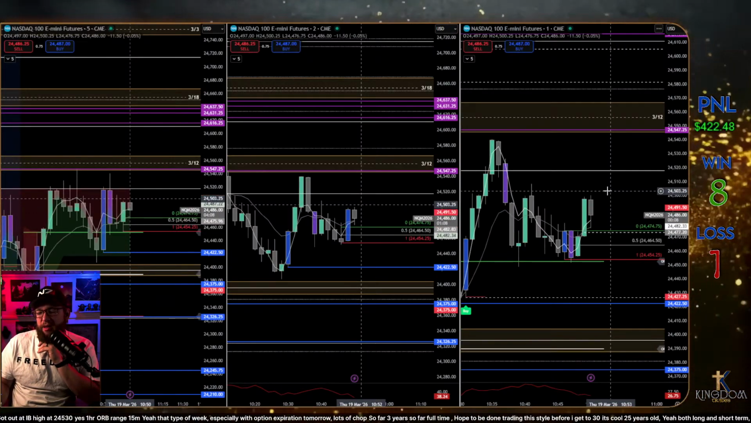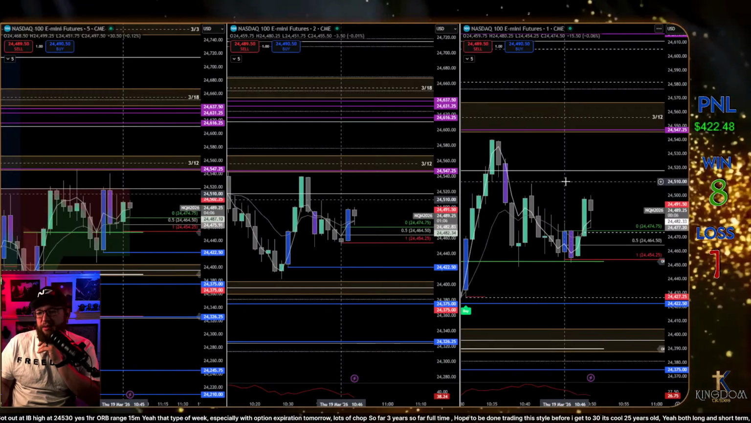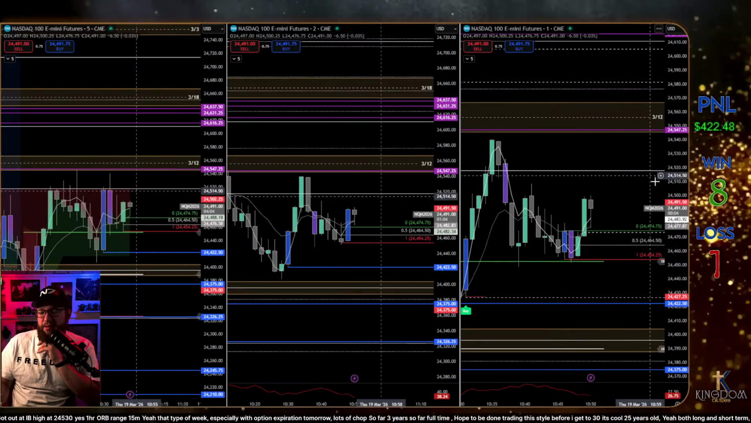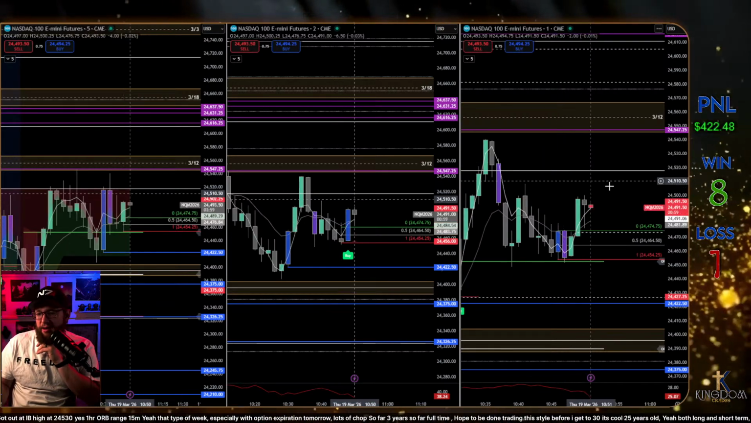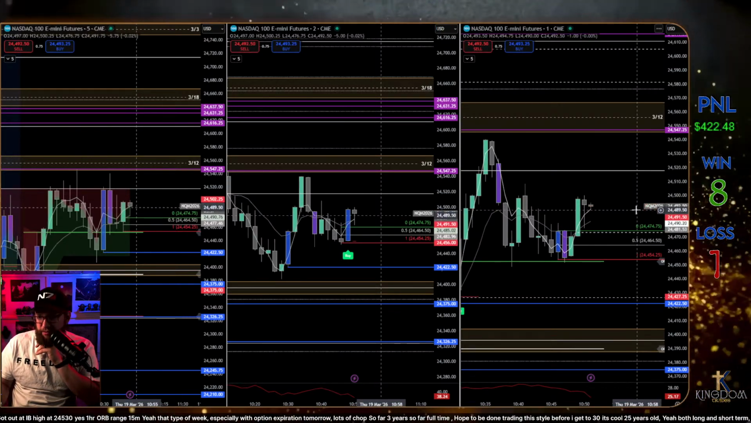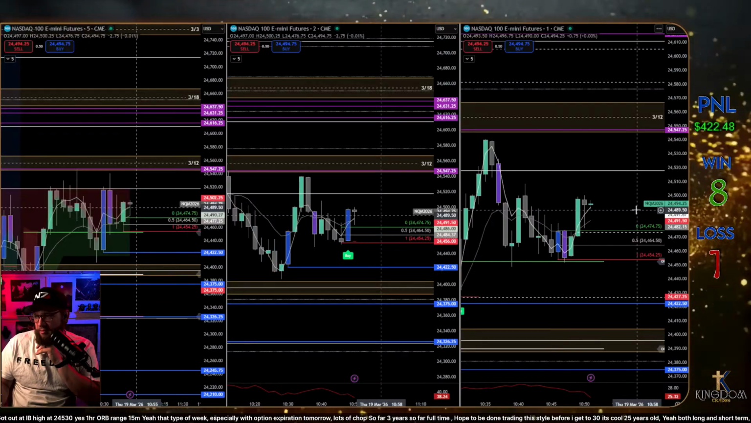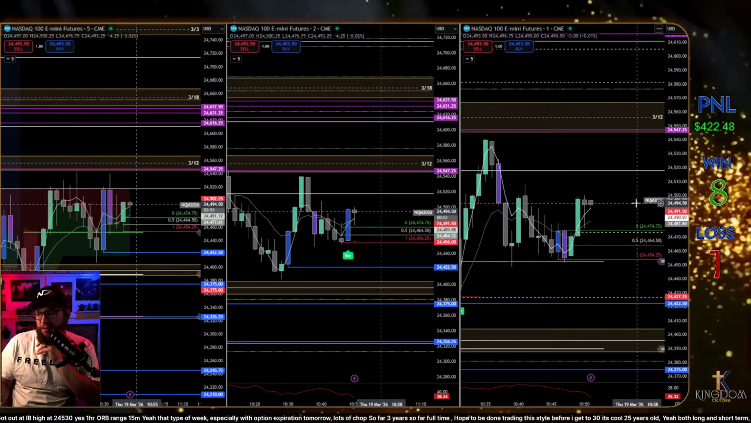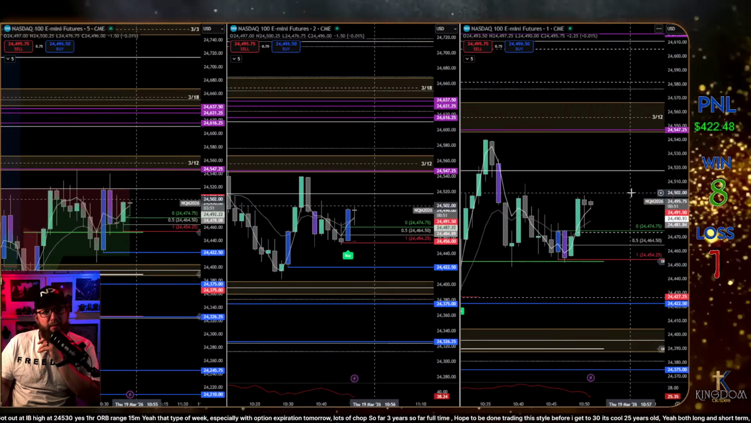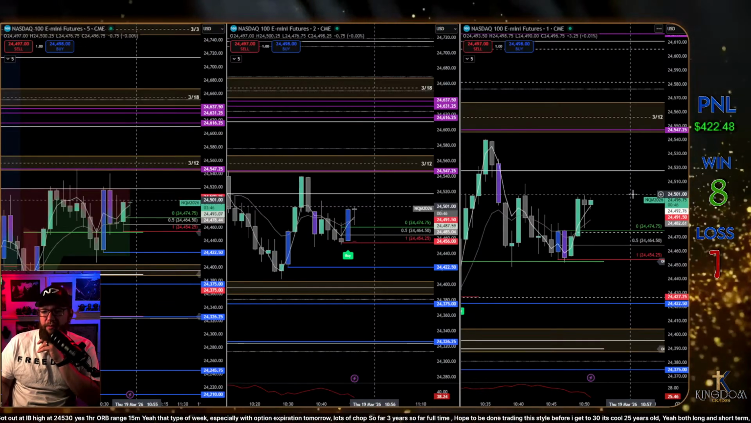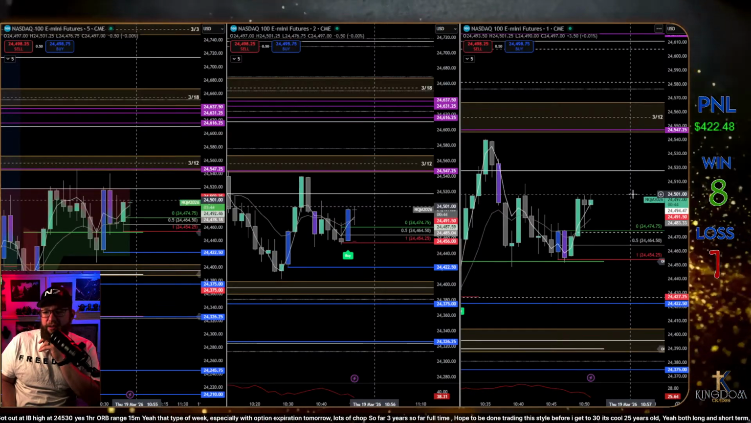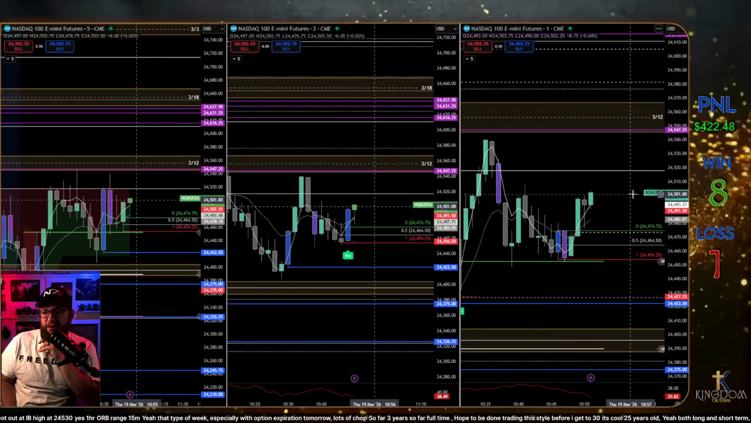Almost hit 10 points already. Boom, 10 points. So I'd be out. That'd be another W. Just trailing this now. 3 bars up. If we could break this high, we could just keep going, and I would just trail it.